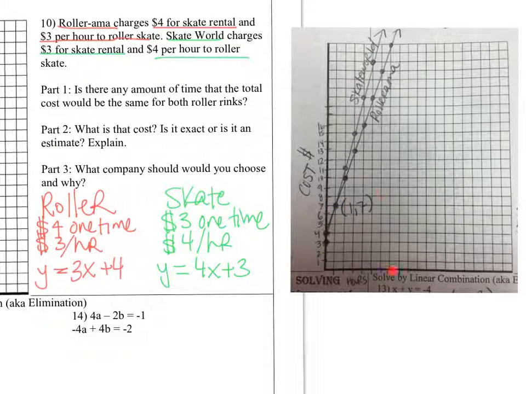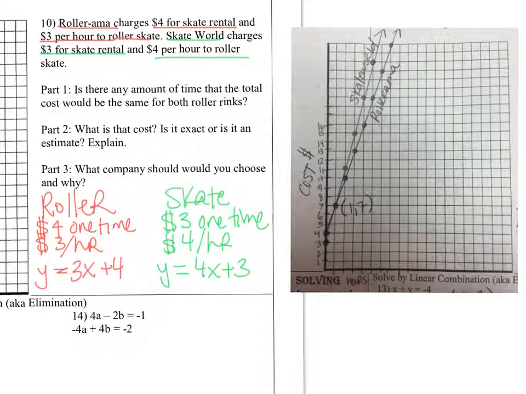So now that all this information is here, I want you to read these questions over here. Let's read what it says. Is there any amount of time that the total cost would be the same for the roller rinks? Yeah, right here. So when would that happen? What time would that be? At 1 hour. That's the x value. So at 1 hour, what would the cost be? The cost would be $7.